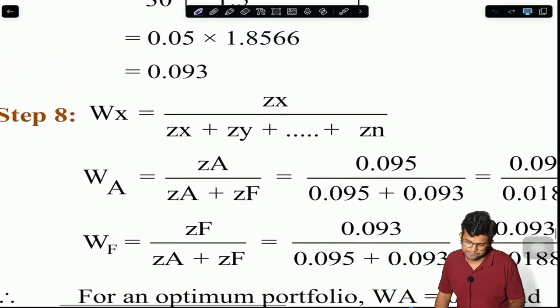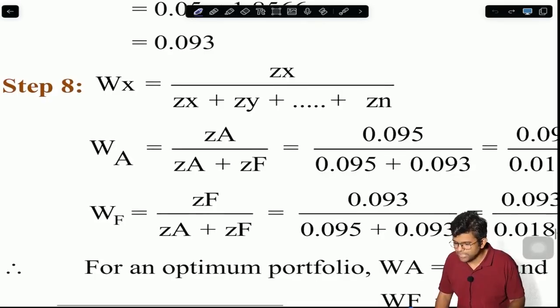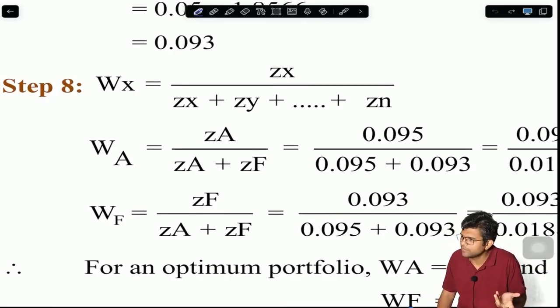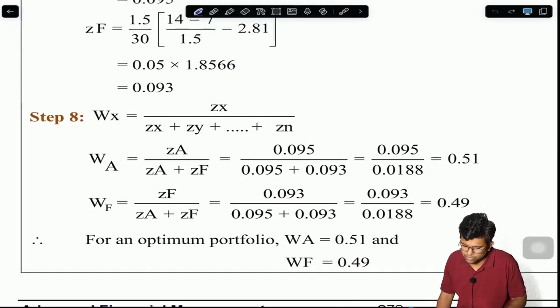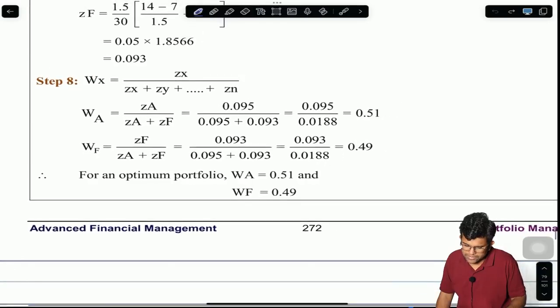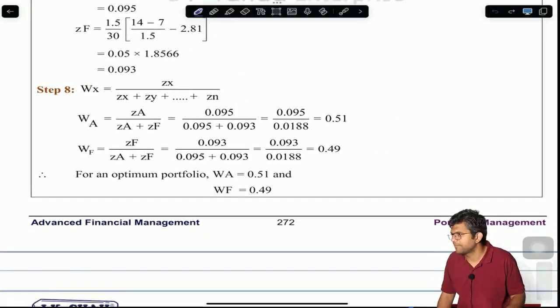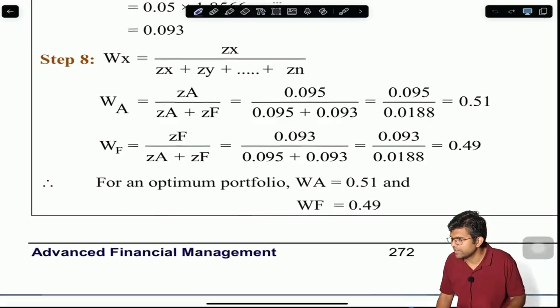And yeah, because there are only two securities here, WF could have been taken as 1 minus WA also. You getting it, no? You did not use the formula, no? 1 minus WA also you can do. So that's how they have done it. Please complete the last step and let's get out of this quickly.